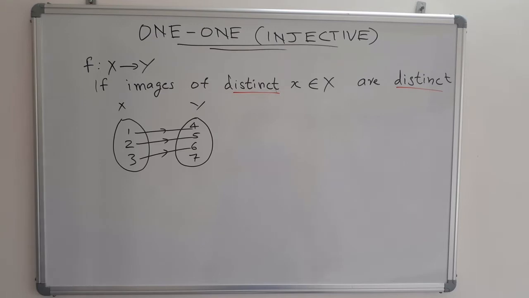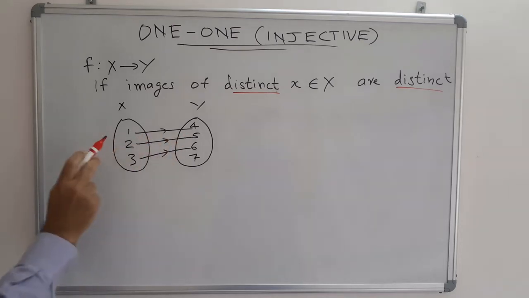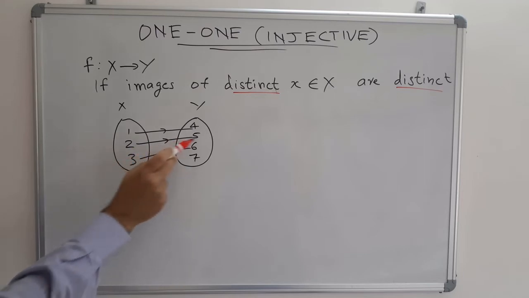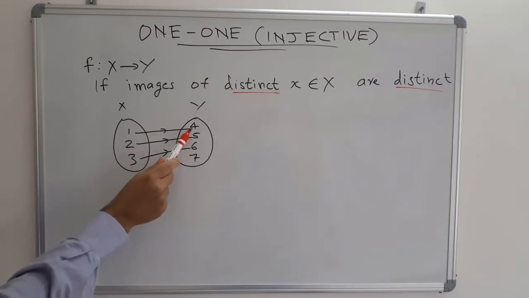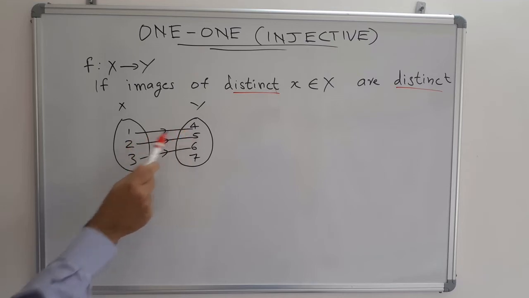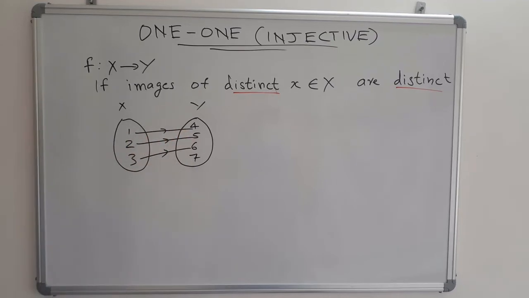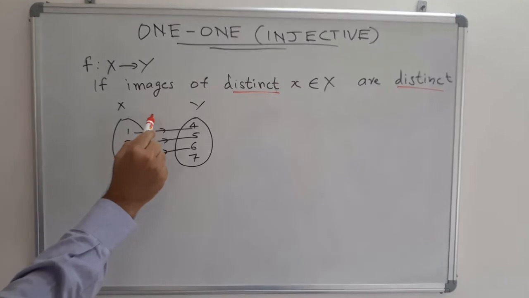Here we have two sets x and y, x with 3 elements 1, 2, 3 and y with 4 elements, and see how the mapping goes. For distinct elements, the images are distinct. That means 1 has an image 4, 2 has an image 5 and 3 has an image 6. No element in the second set is an image of two elements from the first set. So this is a one-one function.